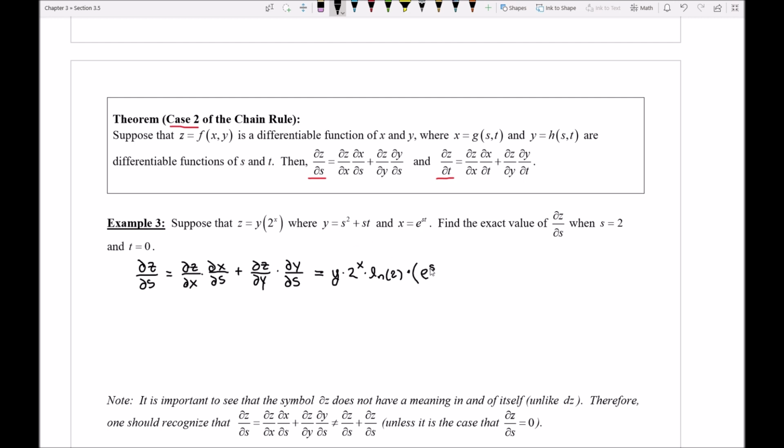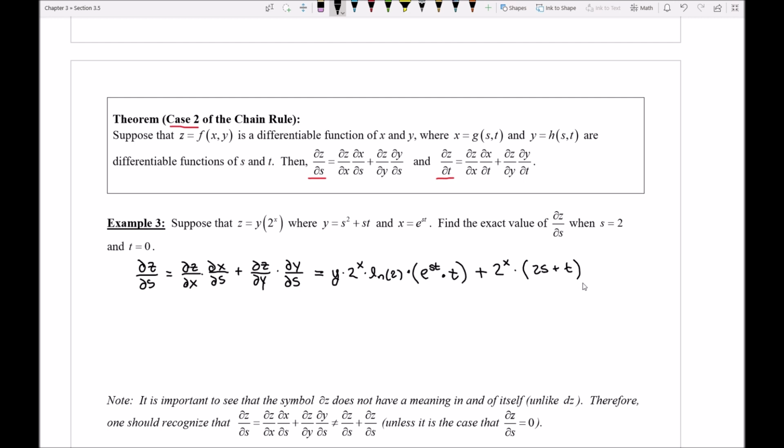So in this case, that would be e to the st multiplied by the derivative of st, which should just get me t, since t right now is being treated like a number and s like a variable. I would then add and swap some things around. Now I'm going to do the partial derivative of z with respect to y. That's just going to get me 2x. And then I would do the partial derivative of my y, which should get me 2s plus t.